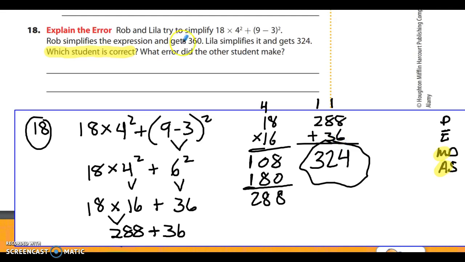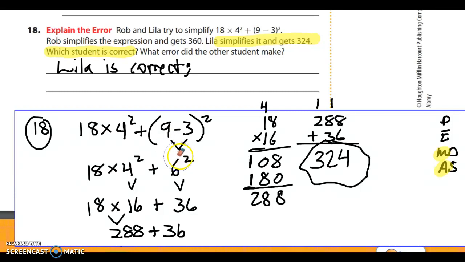It says Rob got 360. Lila got 324. Who was right? Lila is right. And then it says what student? Lila is correct. And there's a second part to this one. What error did the other student make? Well, I actually don't know the answer to this, so let's go ahead and problem solve it together. Let's work backwards. How would someone have gotten 360? And I'm actually not sure, to be honest.